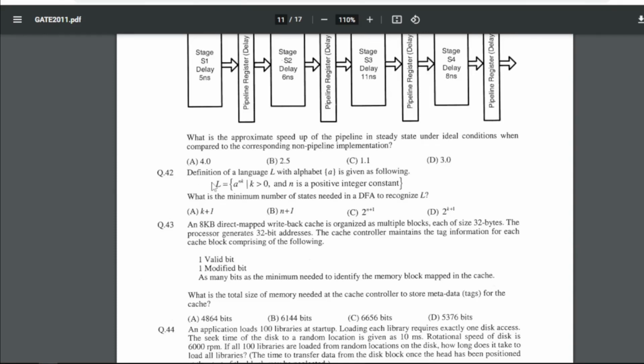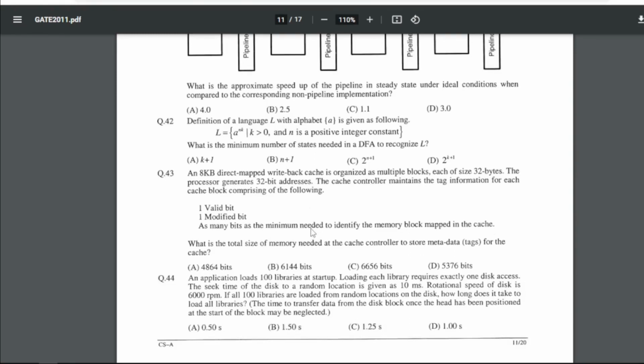Now, the definition of a language L with alphabet A is given as follows, right? So what is the minimum number of states needed in a DFA to recognize L? So for 42, our answer will be B, that is n plus 1.